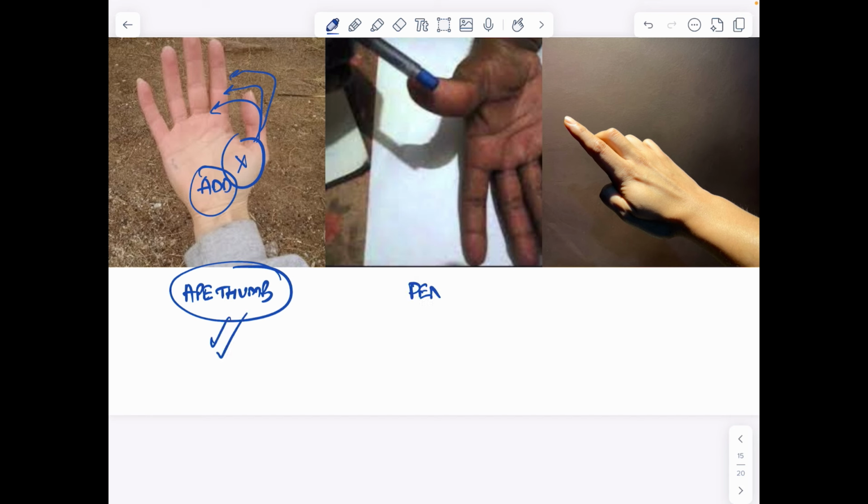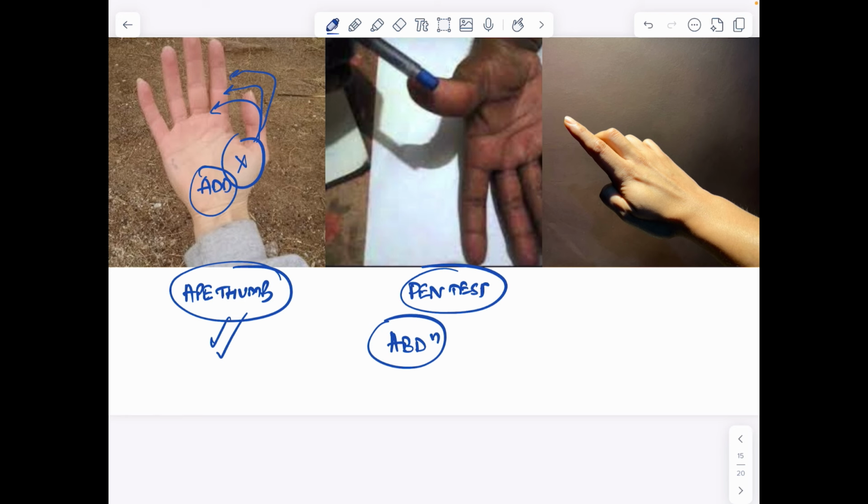Another feature of the median nerve injury is the pen test. What exactly are you doing in the pen test is testing the abduction of the thumb, because abduction of the thumb is a function of the abductor pollicis brevis muscle, which is supplied by the median nerve.